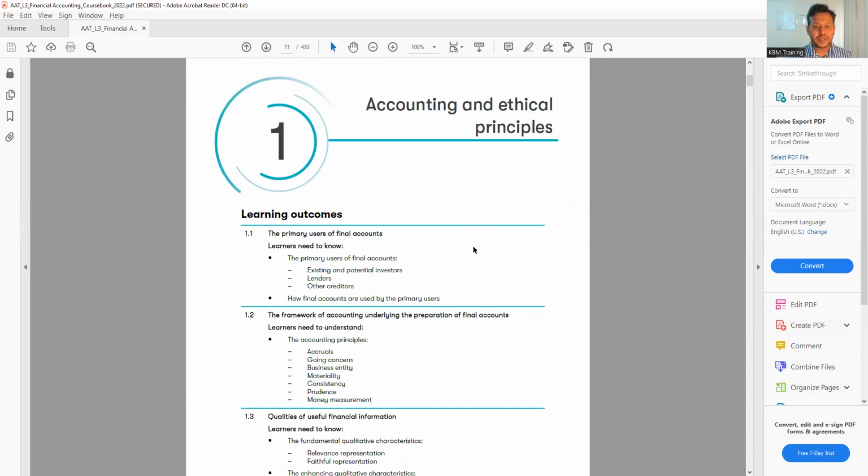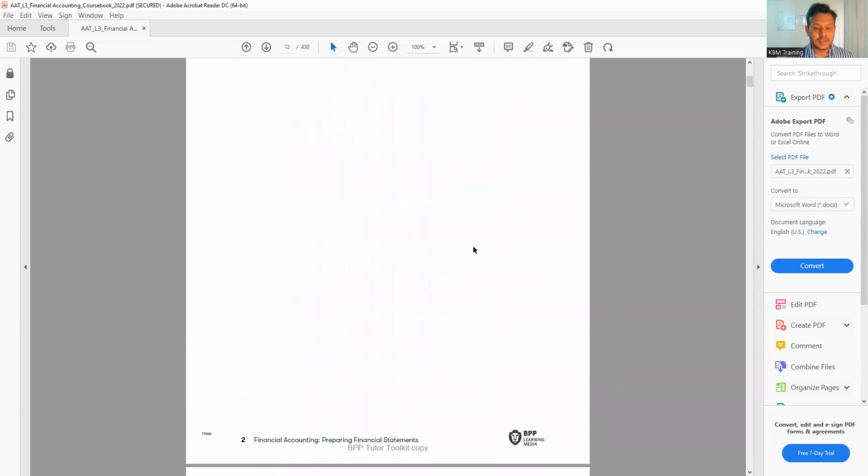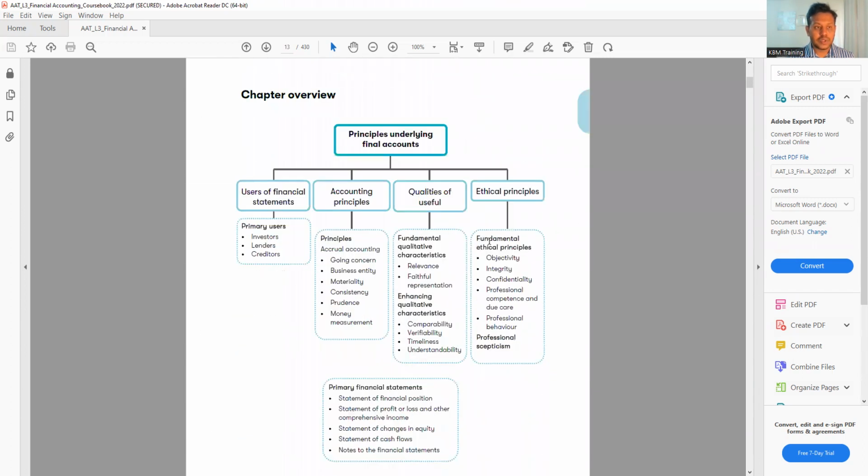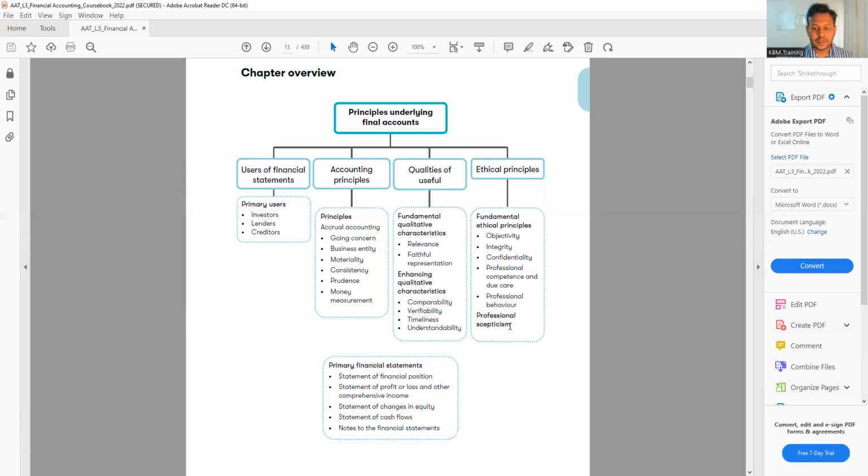Okay, the first chapter we can see here is accounting and the ethical principle. So this is chapter number one, and let's look at the chapter overview, what we're going to learn from this chapter. We can see here we have a principal understanding of the final account, principles and underlying final accounts.